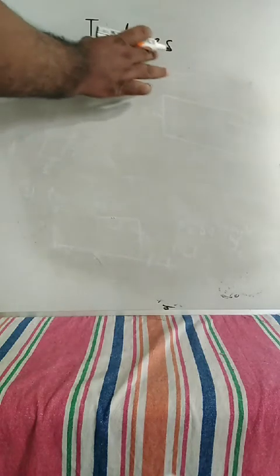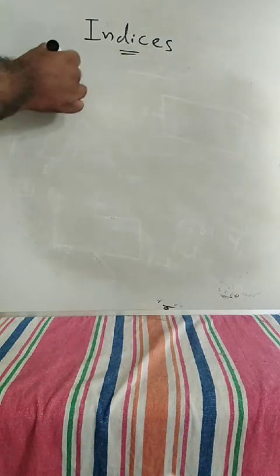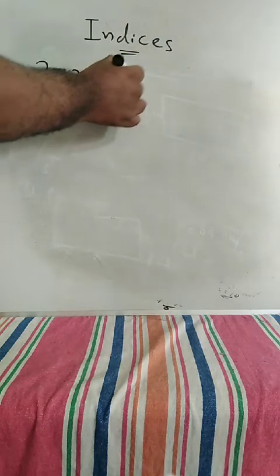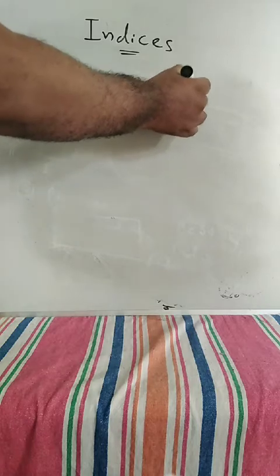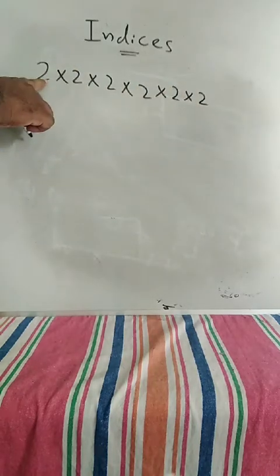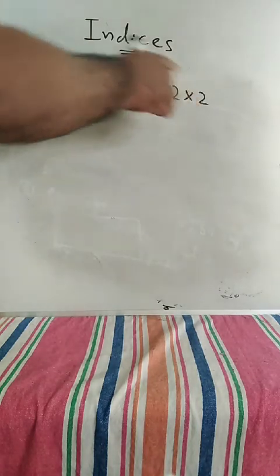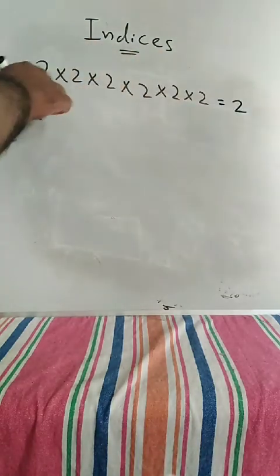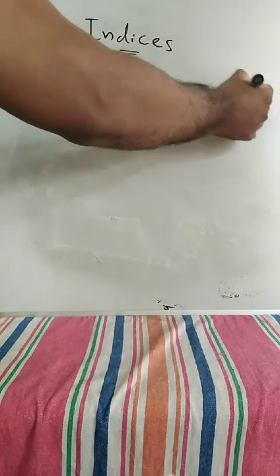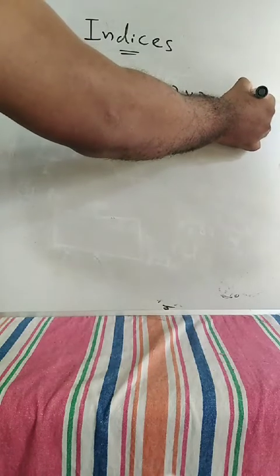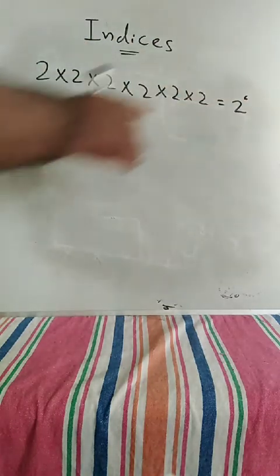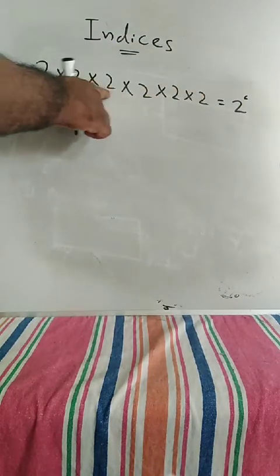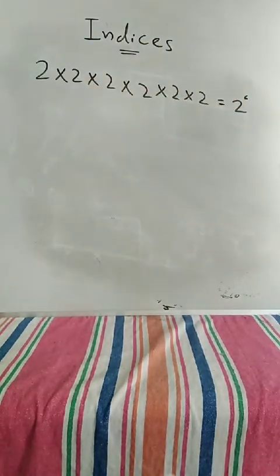Okay, for example, here I have written this number. How many times have I written it? 1, 2, 3, 4, 5, 6. There are 6 times you can write this number. Then on the right hand side, 2 to the power 6. 1, 2, 3, 4, 5, 6, 2 to the power 6.